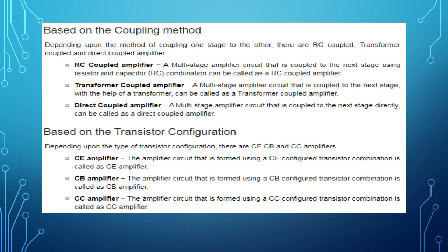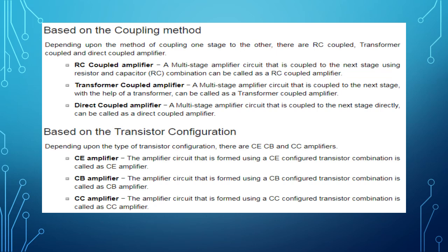Depending upon the method of coupling one stage to the other stage, there are RC coupled, transformer coupled, and direct coupled amplifiers. An RC coupled amplifier is a multi-stage amplifier that is coupled from one stage to the other stage by using a resistor and capacitor combination.